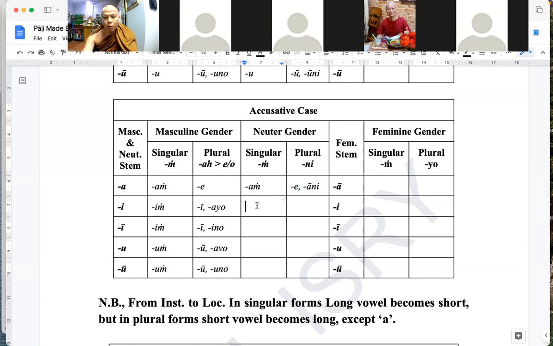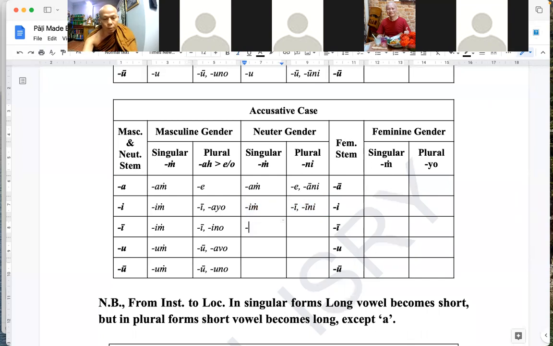And then for the i also, the first form i, and then am is added, so we get ati become atim. And the plural form, so i becomes i, the first form, and the second form to the i, ni is added. So atim singular, for plural ati, ati ni.